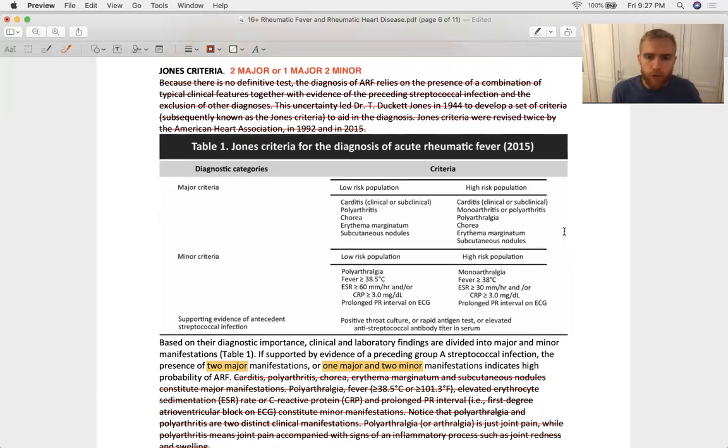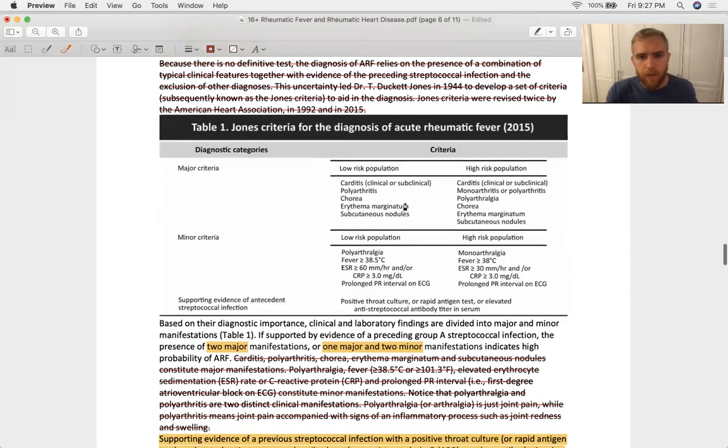Now we get into the Jones criteria. Again, you need 2 major or 1 major and 2 minor from the Jones criteria. And it's a little different between low risk and high risk populations, but it's similar enough that you can throw it together in your head and treat everyone with just joints, carditis, nodules, erythema, Sydenham's chorea.